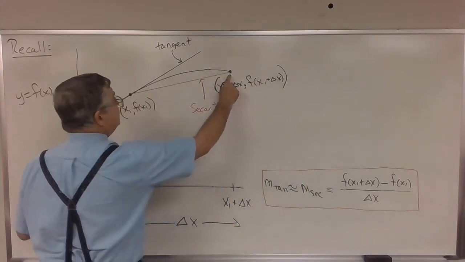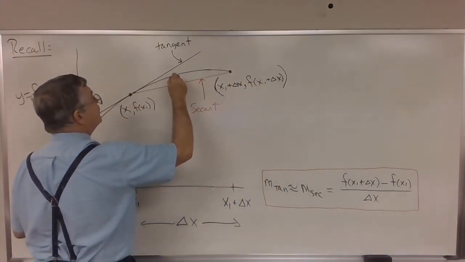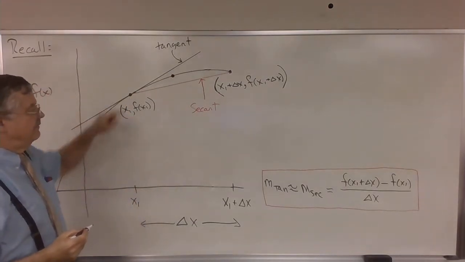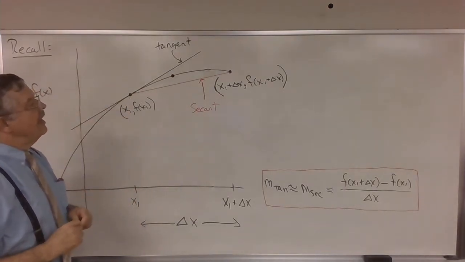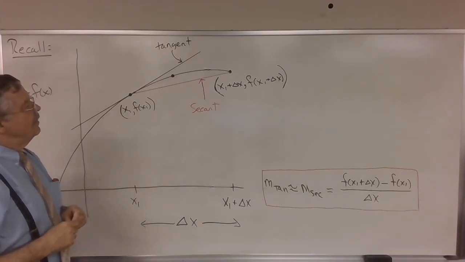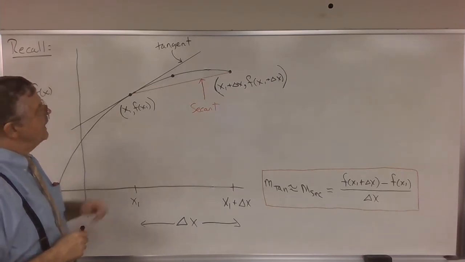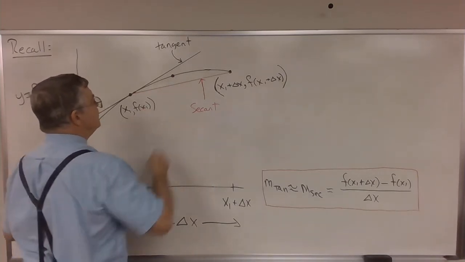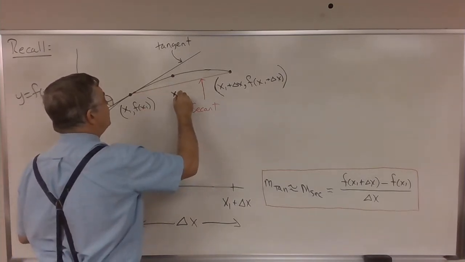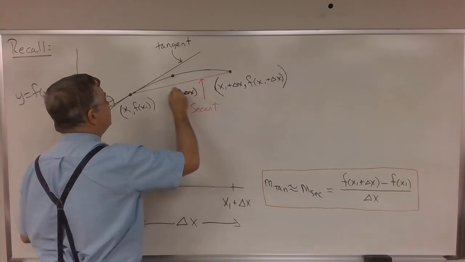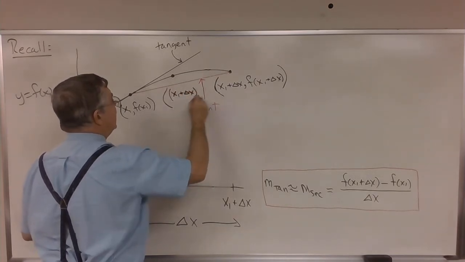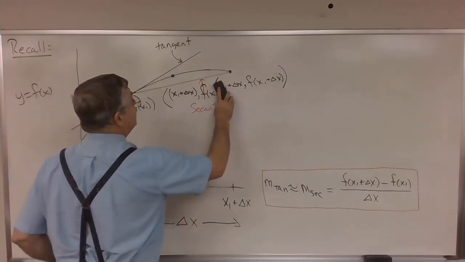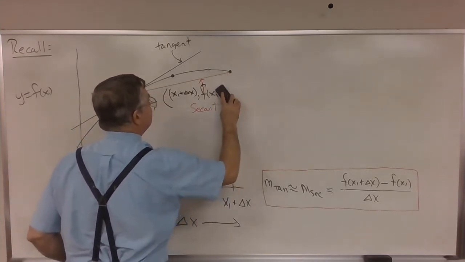I could have chosen this point to be a lot closer to the point of tangency. And you know what? That would mean that this point was going to be my x of 1 plus delta x, and f of x of 1 plus delta x.